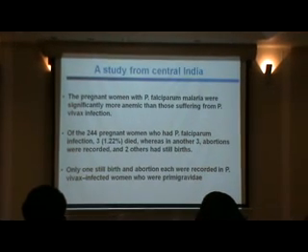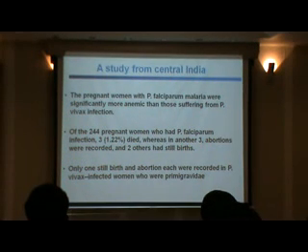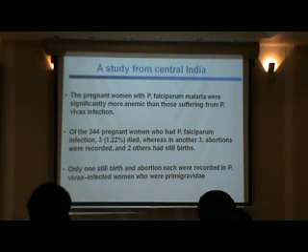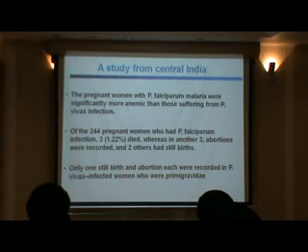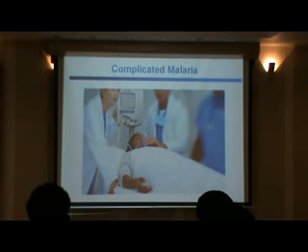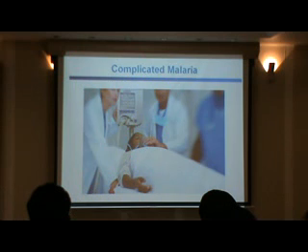The pregnant women with Plasmodium falciparum malaria were significantly more anemic than those suffering from vivax infection. Of the 244 pregnant women who had falciparum infection, 3 died, whereas in another 3 abortions were recorded and 2 others had stillbirths. Only 1 stillbirth and 1 abortion were recorded in Plasmodium vivax infected women who were pregnant. Naturally, the infection presentation in Plasmodium falciparum is more severe among pregnant women.